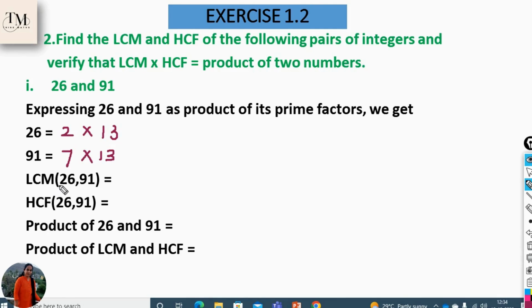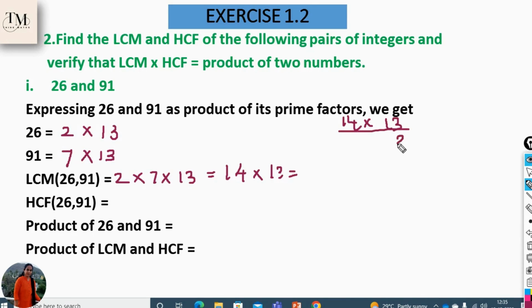So what is LCM? So LCM is nothing but product of the greatest power of each prime factor. So what are the prime factors? 2, 7 and 13. So product of the greatest power of each prime factor. So greatest power is 1 for everything. So 2 into 7 into 13. So 2 into 7 is 14. So 14 into 13. So what is 14 into 13? Let us calculate.